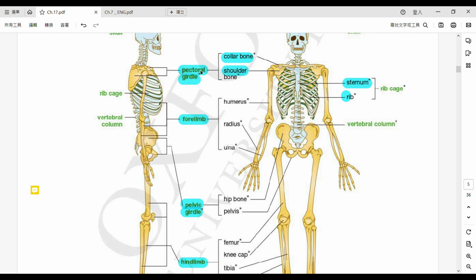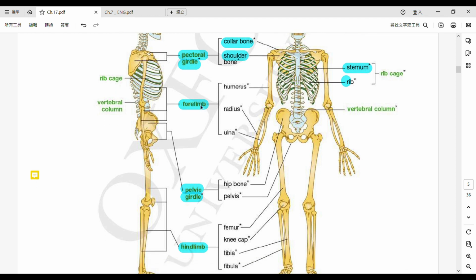And these two bones make up the pectoral girdle. Moving on, we have the forelimb, the position of our arm. For the forelimb, the top one is relatively thicker. We call it the humerus. And then the front half of our arm is made up of two bones.